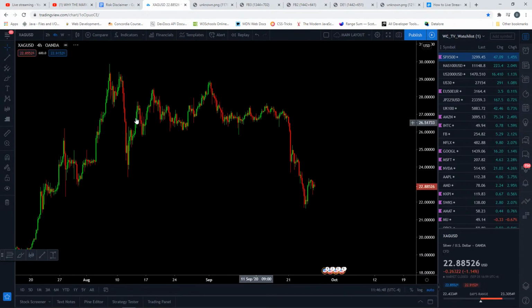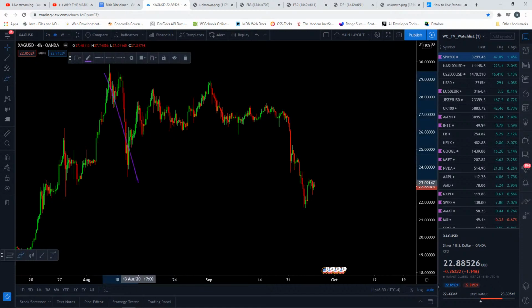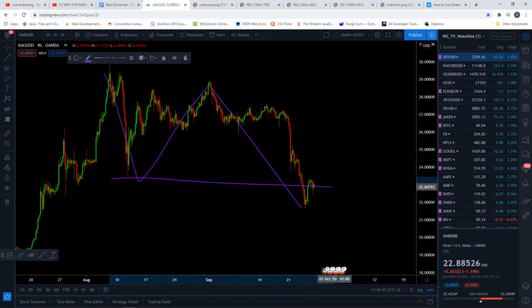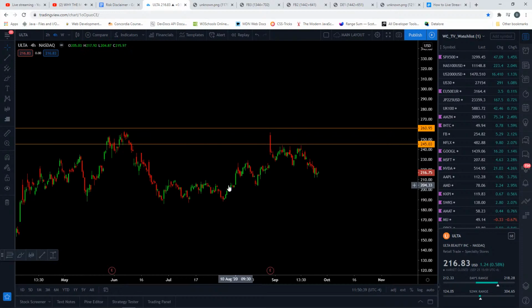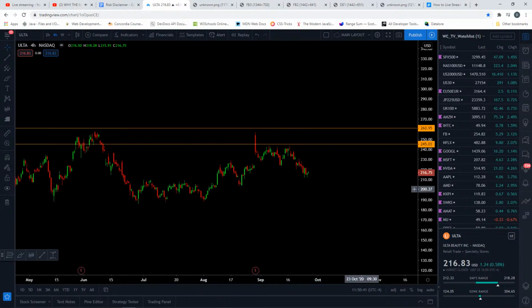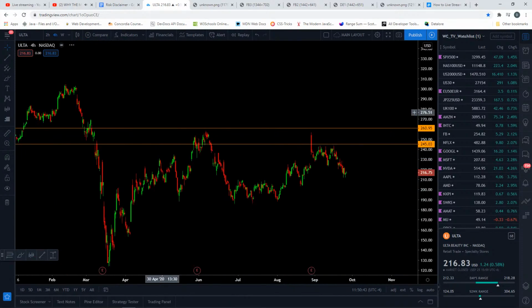Metals also, XAG, so you got the up, down, up, down. Broke the low. Is this a good buy spot? Yes. That's what you see. Nice sideways, looking for upside.